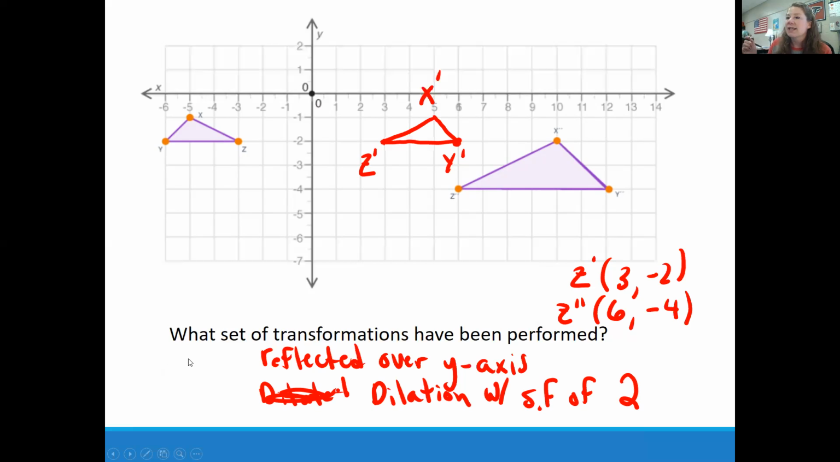And it doesn't necessarily have to be one first. I could have dilated it first and then reflected it. It wouldn't have changed the figure.